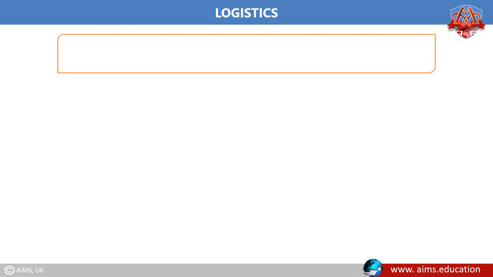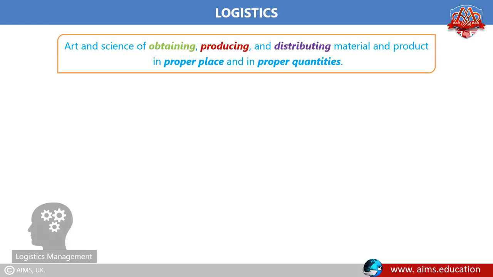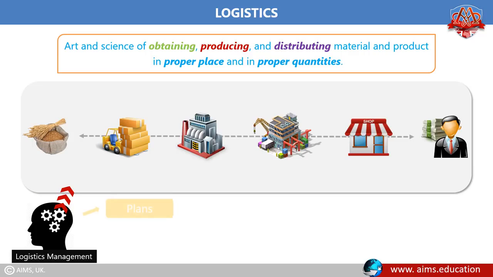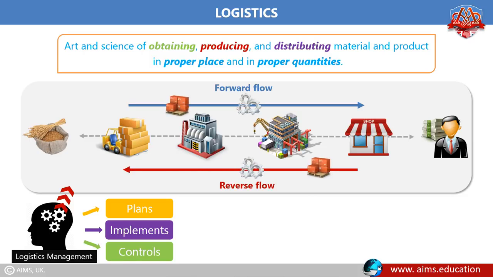Logistics. It is defined as the art and science of obtaining, producing, and distributing material and product in the proper place and in proper quantities. Logistics management. It is the part of supply chain management that plans, implements, and controls the efficient, effective forward and reverse flow and storage of goods, services, and related information between the point of origin and the point of consumption in order to meet customers' requirements.